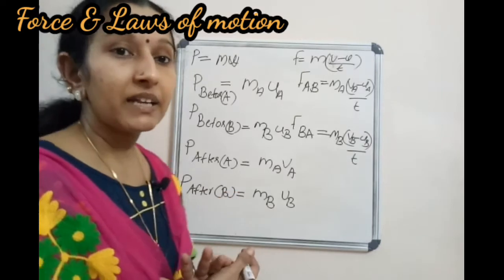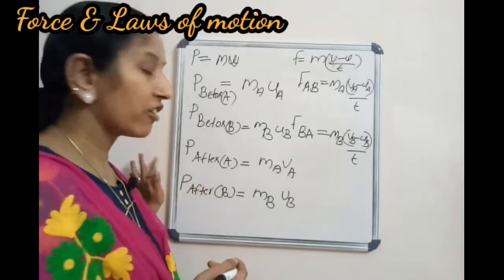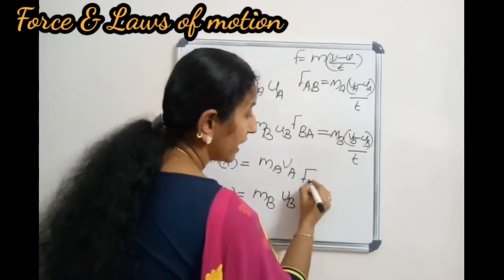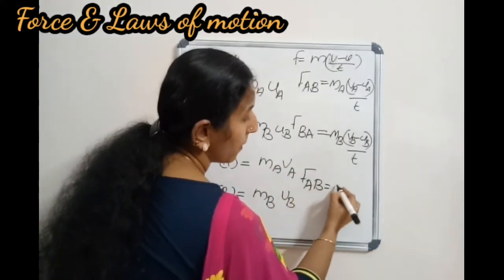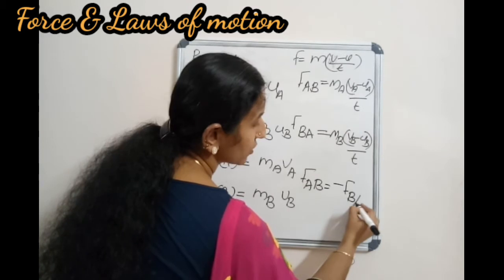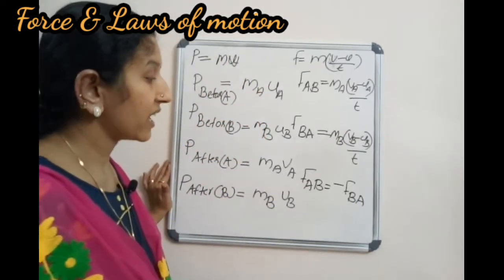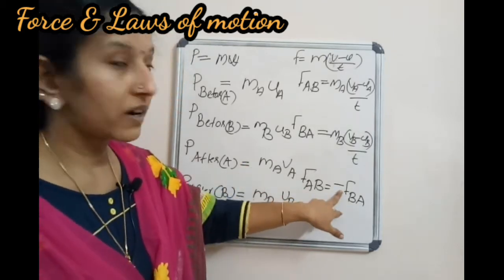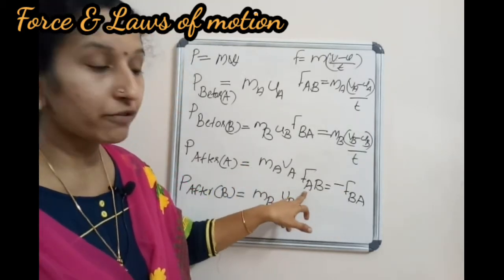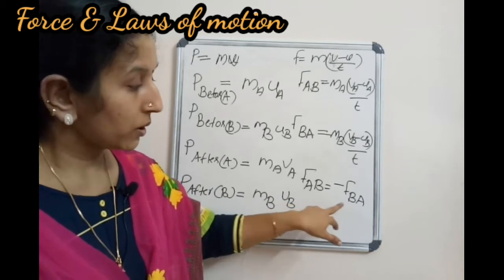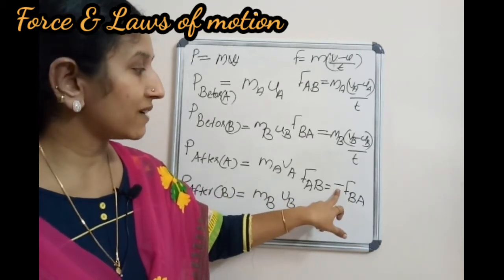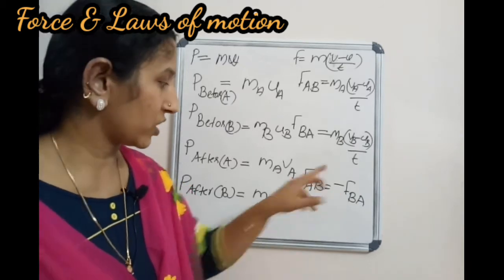Then you apply the third law of motion. What is the third law of motion? According to the third law, FAB equals minus FBA. The third law states that if A exerts force on B, B also exerts force on A, but the direction is opposite. So this negative sign indicates opposite direction.